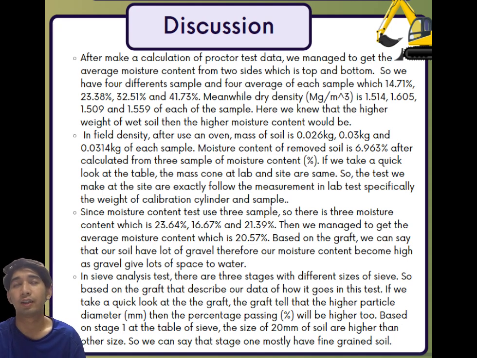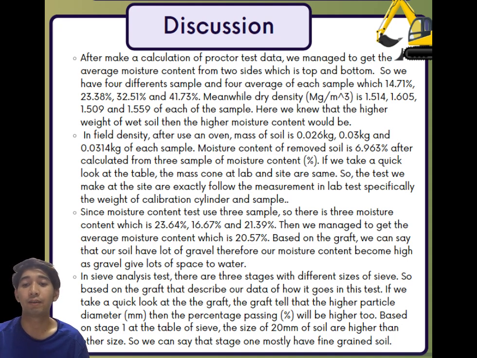For field, we will go to site and dig the soil to collect the sample. The soil that we have collected, we will bring to the lab and measure the weight, and we will divide it into three samples. From the samples we will put them in the oven and we will get the moisture content.